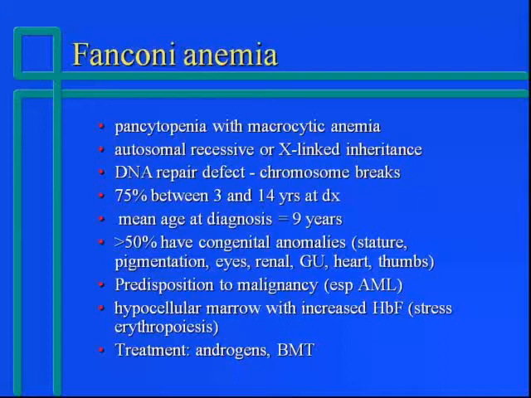These patients also, like Diamond-Blackfan anemia patients, have a significant predisposition to malignancy. This is a premalignant condition, and in particular, they can develop myelodysplastic syndrome and acute myelogenous leukemia. Bone marrow exam shows a hypocellular marrow with increased fetal hemoglobin because there is stress erythropoiesis, and this can be treated with androgens, but most definitively with bone marrow transplant.